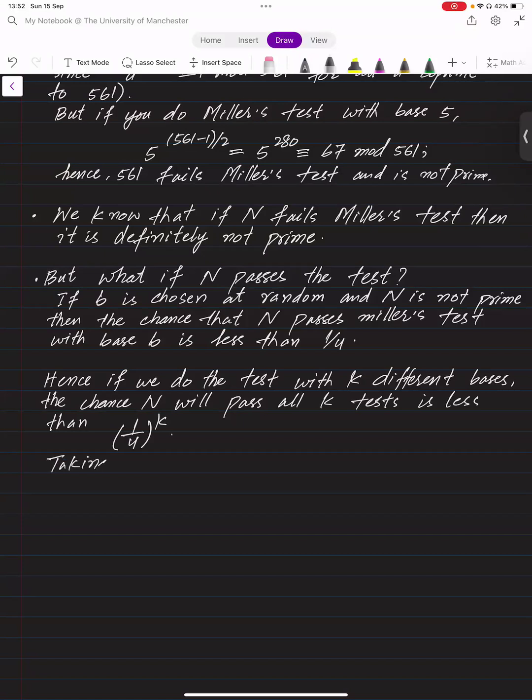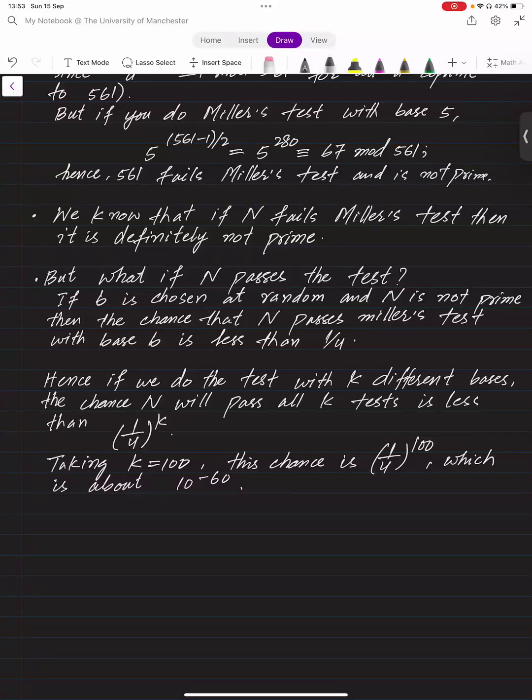So taking k as 100, this chance is 1/4 power 100, which is about 10 power minus 60. And this is less than the chance that your computer makes an error in its calculation along the way.